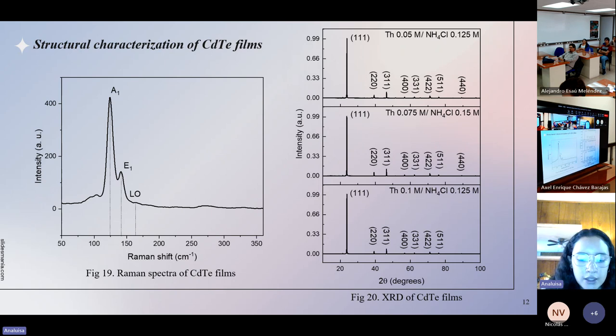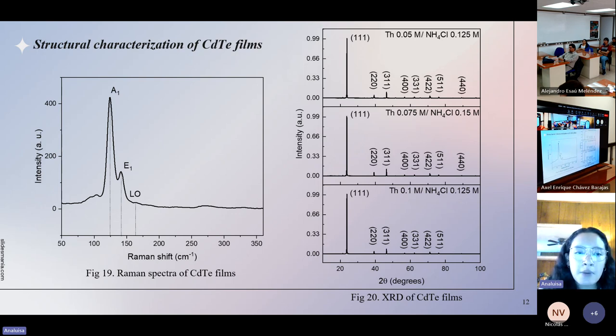We also realize the Raman spectroscopy and obtain different signals corresponding to telluride, the ones that are A1 and A1 at 100, nearly 120. These signals correspond to the telluride because of the thermal treatment that produces a telluride-rich layer on the surface of the films, which we can confirm with these results.